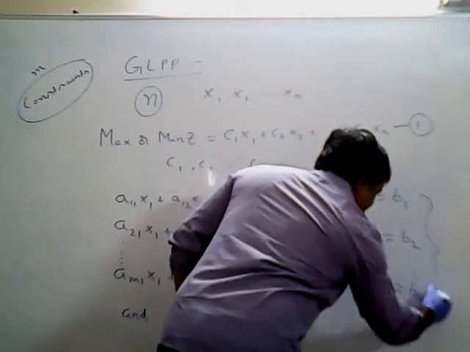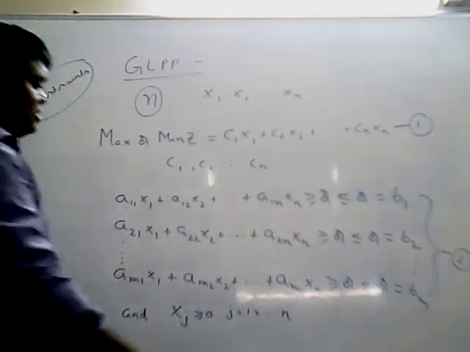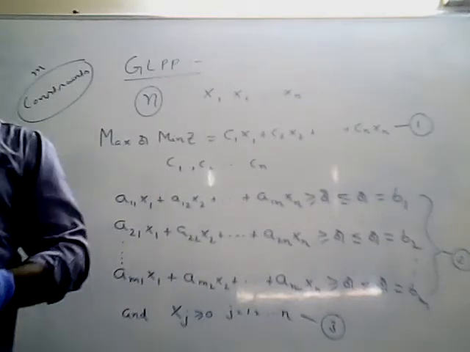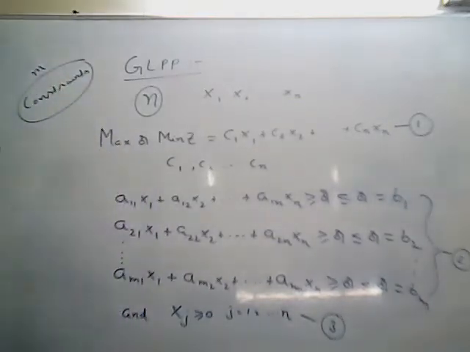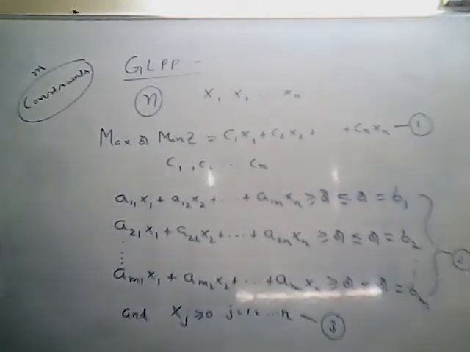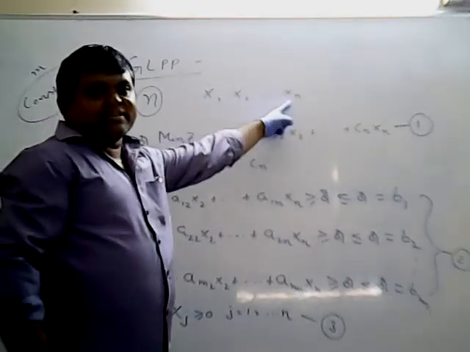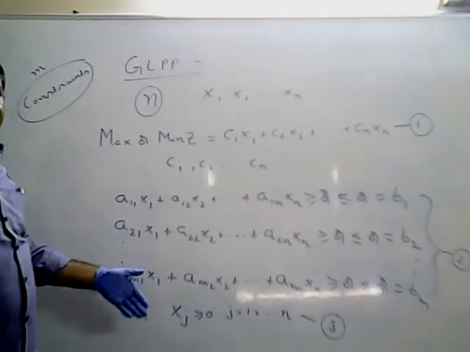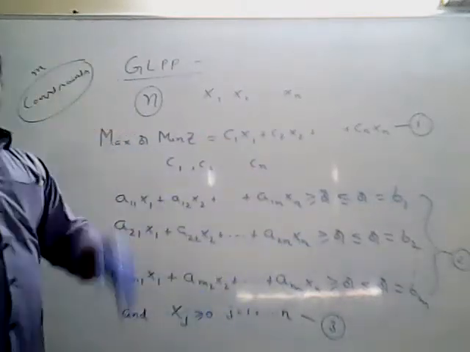The second part is considered as equation number 2, and this is the third part, I will consider equation 3. Now we have to learn what is the first part, what is the second part, and what is the third part in GLPP. How many decision variables have you taken? In general, n decision variables. So this is a general linear programming problem. Now you have to know what is equation 1, equation 2, and equation 3.